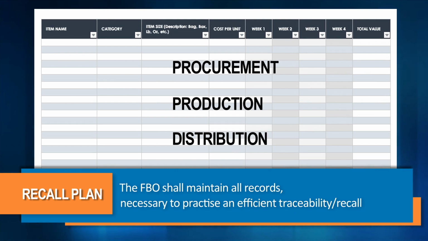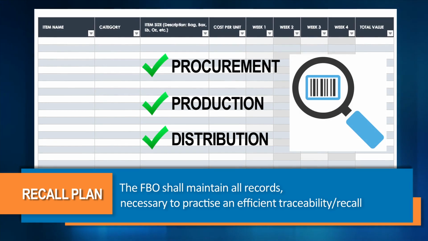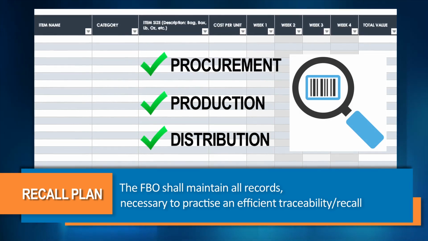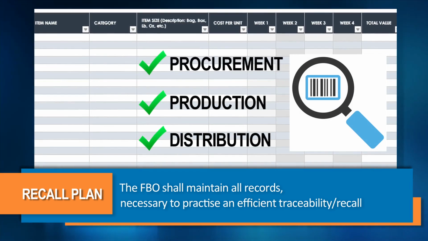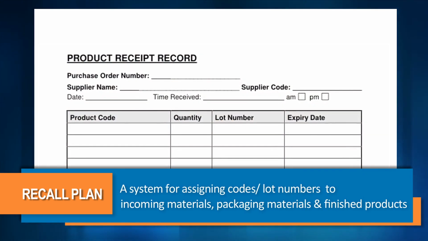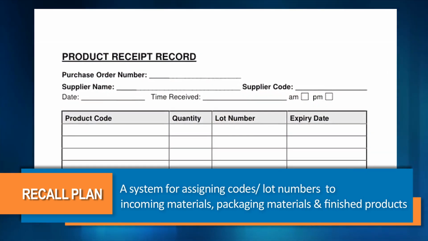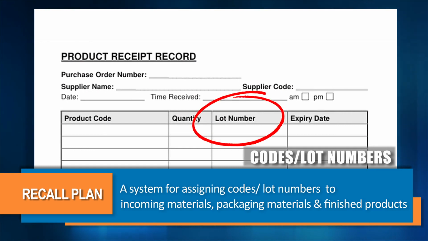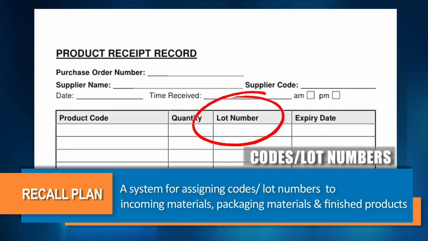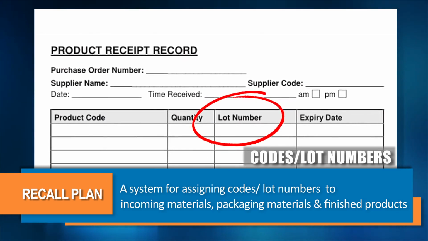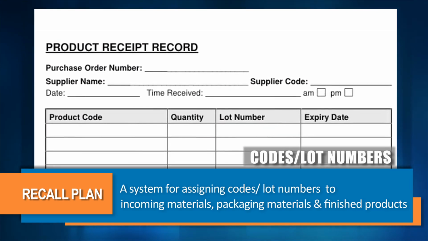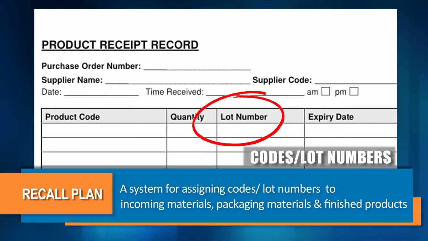The food business operator shall maintain all the records of the procurement, production, and distribution necessary to practice an efficient traceability and recall of food products. There shall be a system for assigning codes or lot numbers to incoming materials, packaging materials, and finished products for easy identification.